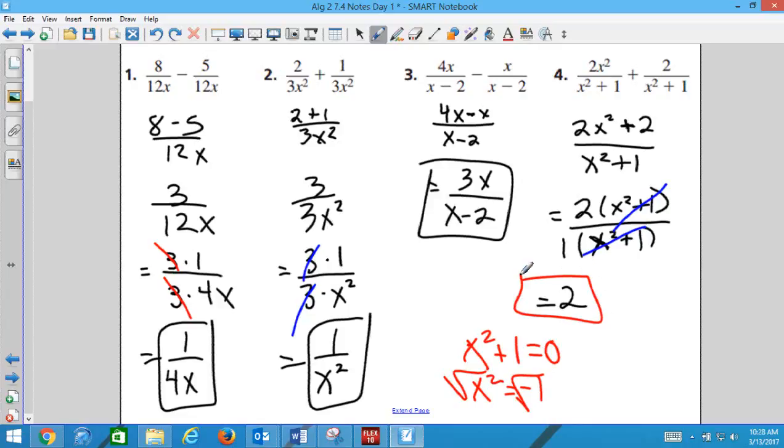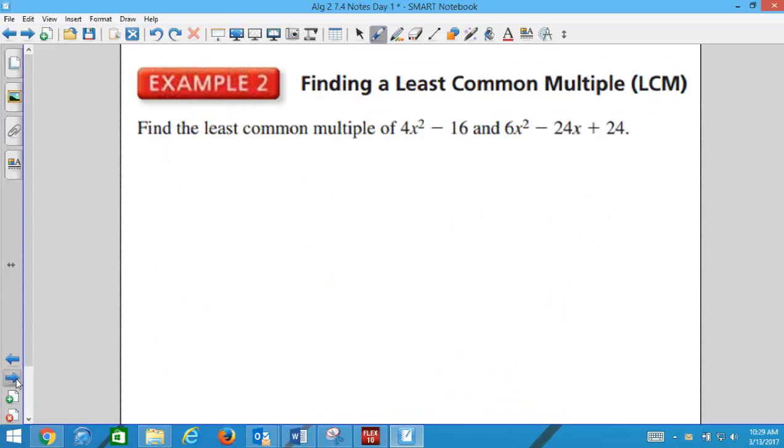Yes, so x couldn't equal an imaginary number, but it really doesn't equal an imaginary number anyway. All right, we have one more example and one more practice question to do, and then we will be done with notes for today. Finding the least common multiple.